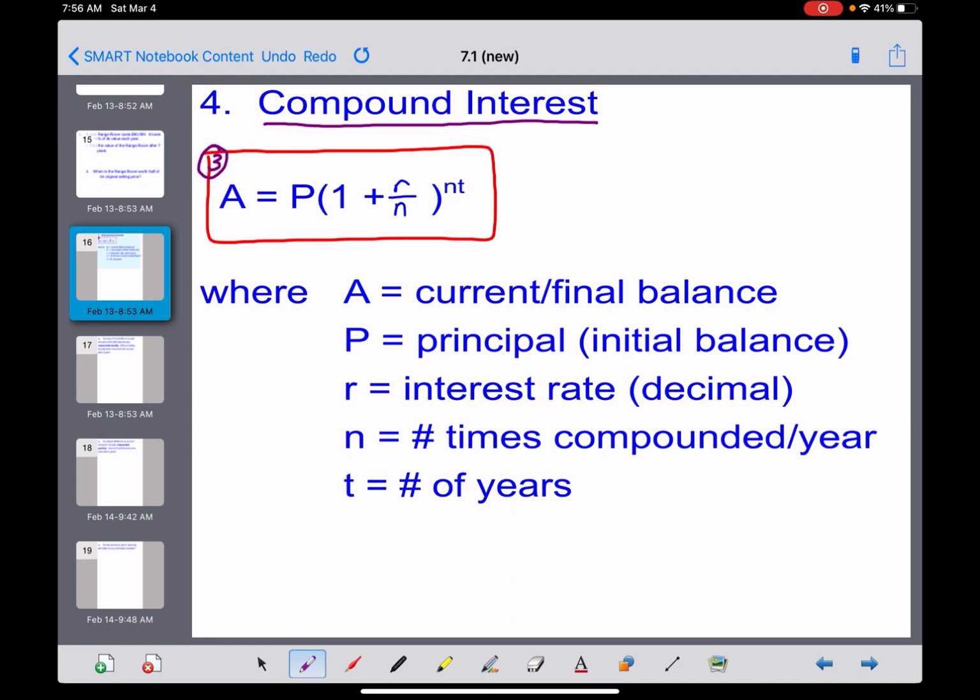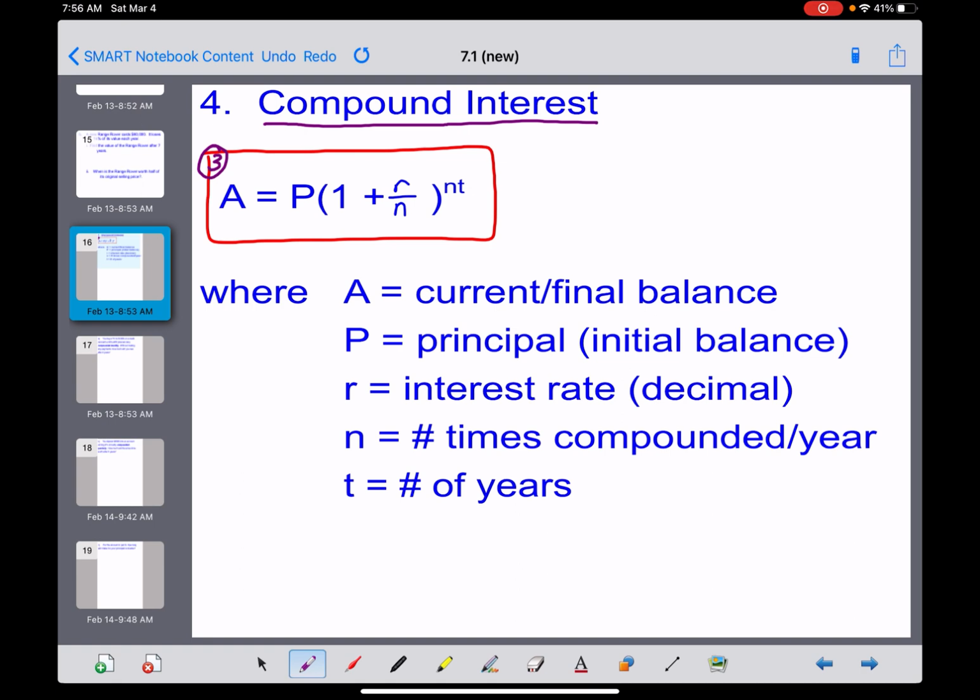These are going to be money problems where we are either saving money and earning interest from a financial institution for that, which is a good thing, or where we're borrowing money from a bank or a credit card company and having to pay them interest. That's a bad thing.